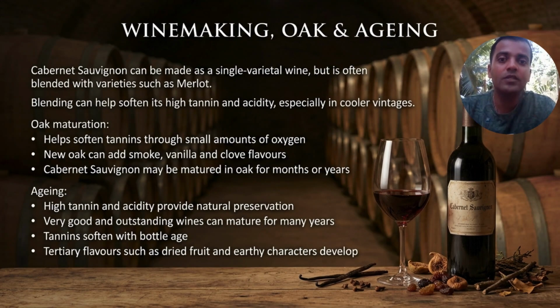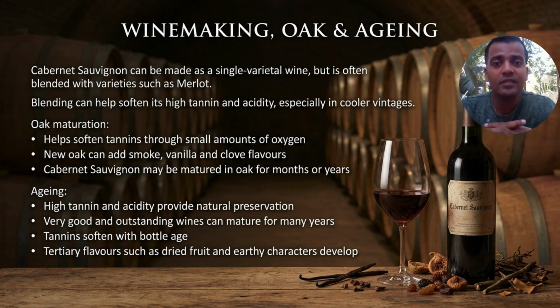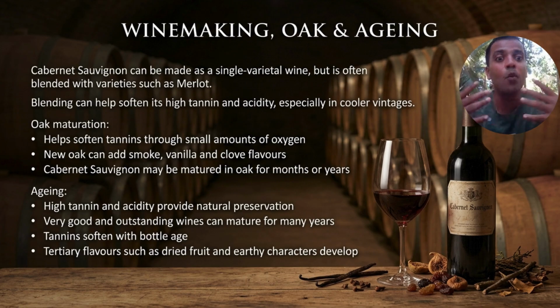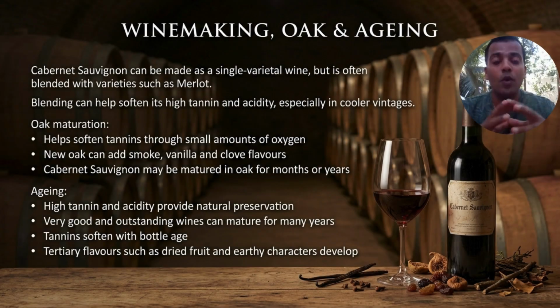Winemaking options, oak influence and aging of Cabernet Sauvignon: what are the things that we need to know the most from our specification? First, Cabernet Sauvignon can be made as a single varietal wine, but it is often blended with other varieties such as Merlot. There are single varietal Cabernet Sauvignon wines, but the majority of the wines we see are blends, often blended with Merlot and other grape varieties. The Bordeaux blend is a very good example of these blended wines.